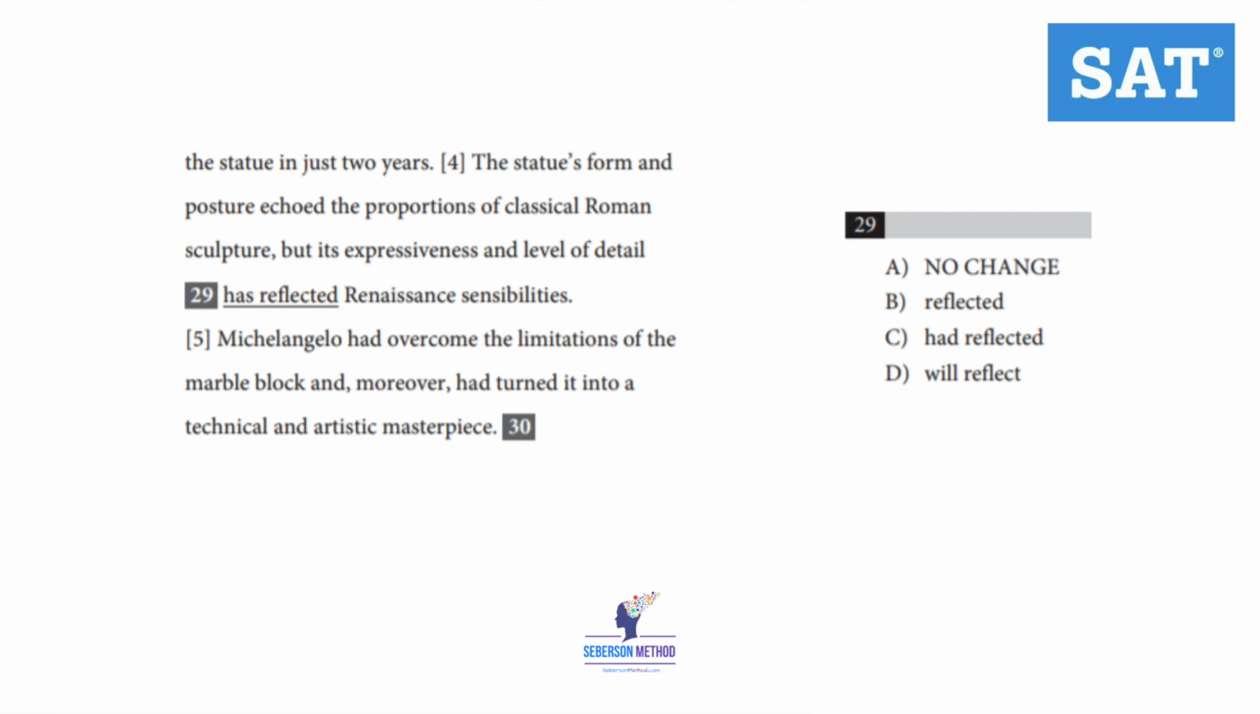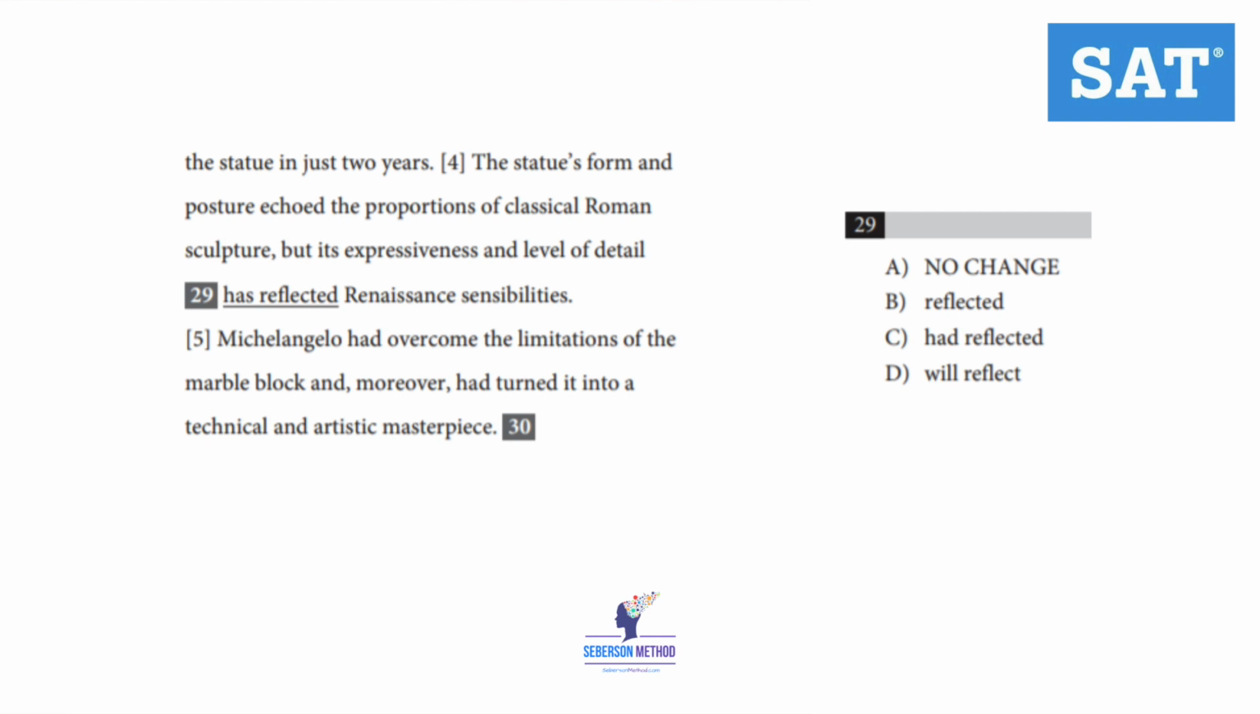Another example from the SAT. What's the subject in this sentence? Here we're dealing with a complex sentence, so we're not going to be looking at the first part. We're going to be looking at the second part, after comma but, comma fanboy, comma but: its expressiveness and level of detail. What's the subject? Expressiveness and level of detail. Have reflected, we don't have that answer choice, so then we will have to go with just reflected.